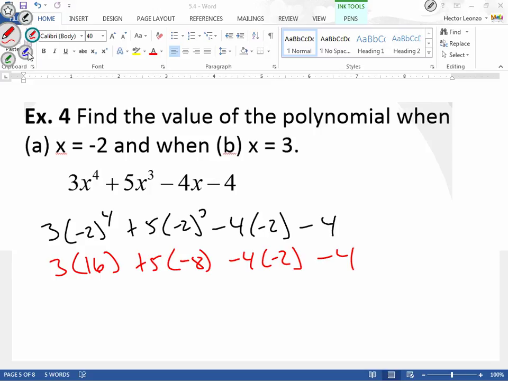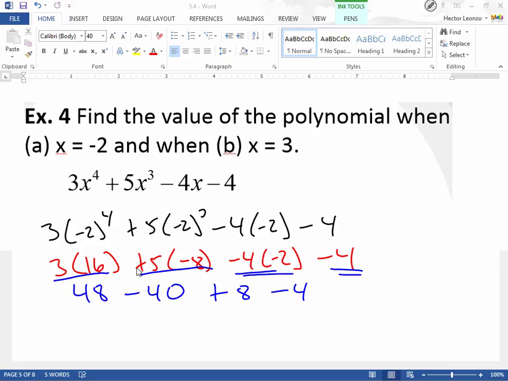Then let me take care of my multiplications. 3 times 16, I'm going to call that 48. Here, these two numbers with the signs included, +5 times -8, I'm going to call that -40. These other two numbers, -4 times -2, I'm going to call that +8. And lastly, -4. So now I'm just going to combine my numbers, just all addition or subtraction. 48 minus 40, that's 8, plus 8, that's 16. 16 minus 4 should give me 12. So that was part A.